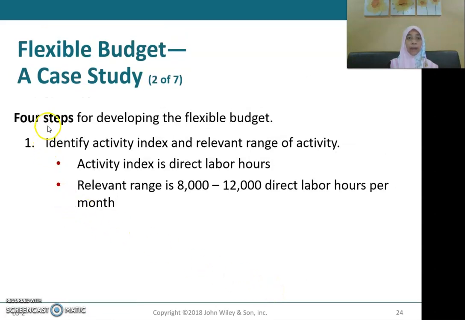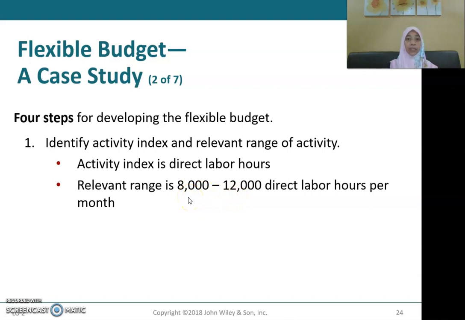And then as we have seen just now, there are 4 steps on how to develop your flexible budget. The first step is to identify the activity index and the relevant range of activity. Previously we looked into the production units as the level of activity, and in this case you are using the direct labor hours. So that is your activity index, and then you are looking at the range of 8,000 to 12,000 direct labor hours per month. How do you get this one? This one is given in the question.